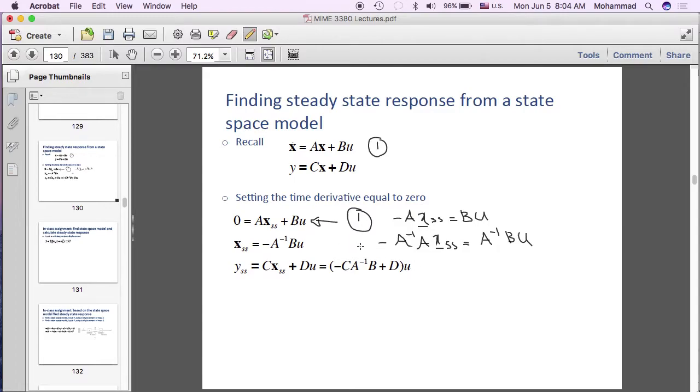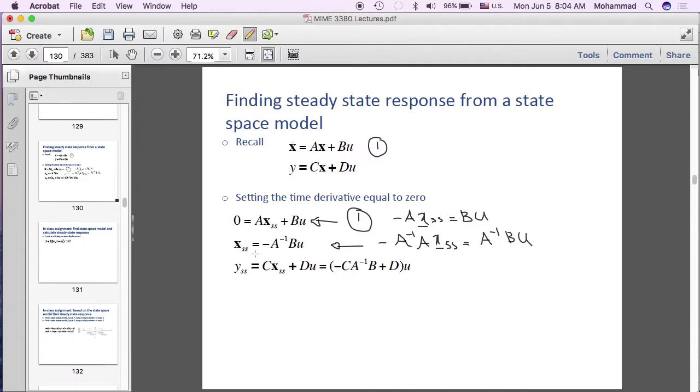So you will arrive at this equation that x steady state as a vector is equal to minus A inverse times B times u. Now the negative, you just multiply both sides by minus 1, and we can do it in this step, so our answer would be consistent. So if you multiply both sides by minus 1, you will arrive at x steady state is equal to minus A inverse times B times u. And you have everything that you need to find x steady state. A is known, B is known, and so is u, the input to the system.